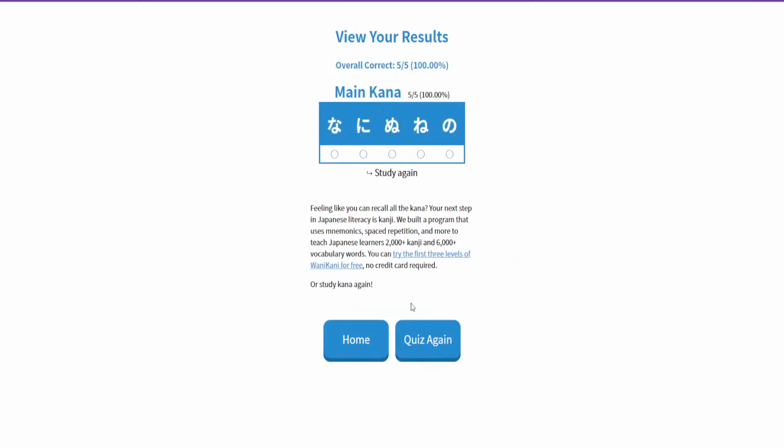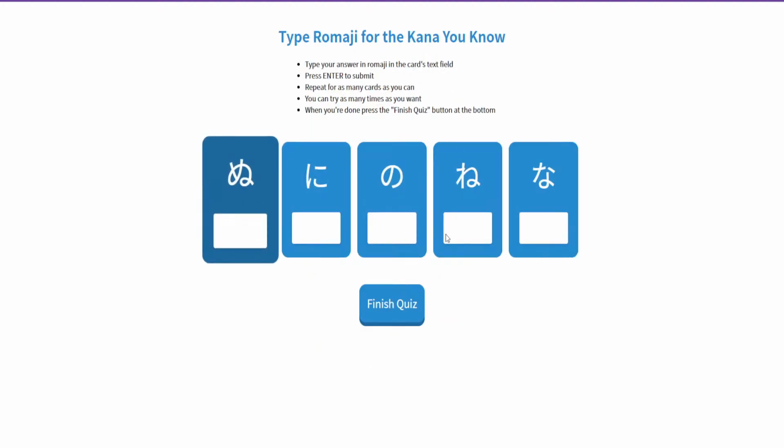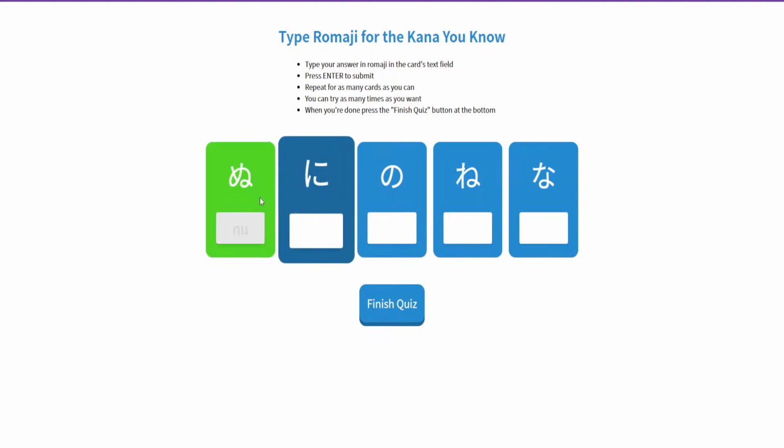Alright, one more quiz for this. We'll do it a little bit quicker and then we'll go to the ha column. Alright, we got some noodles. Nu. Next up we have the kana that looks like a needle sewing thread. Pulling thread. It has thread in it. Needle. Ni.